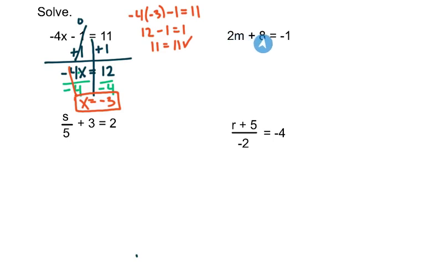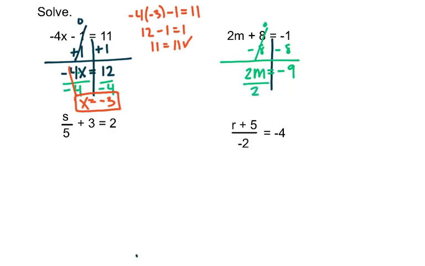2 times m plus 8 is equal to negative 1. I'm trying to find the value of m that makes that true. Well, ignoring this side over here, I'm just looking right here. If I was m, I'd multiply it by 2 and then add 8. So to solve, I'm going to undo that. I'm going to undo the 8 first by subtracting. 8 minus 8 is 0, so I don't need to write that. So we see 2m is equal to negative 9.